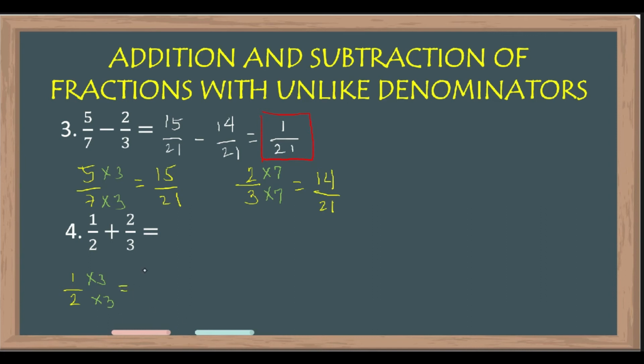1 times 3, that is 3. 2 times 3, that is 6. Now, ang ita-times ko naman sa 2/3, ano kaya ita-times ko dito para maging 6 ang kanyang denominator? That is 2, no? 3 times 2, 2 times 2. So, this will become 2 times 2, that is 4. 3 times 2, that is 6.